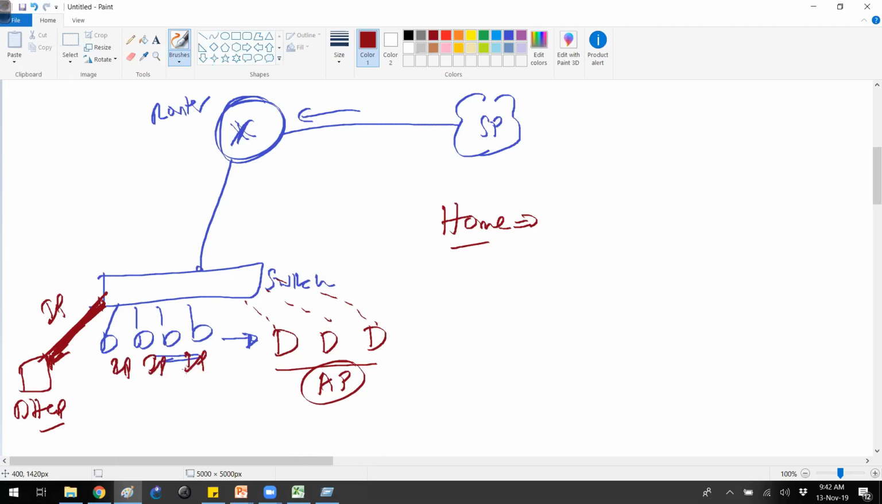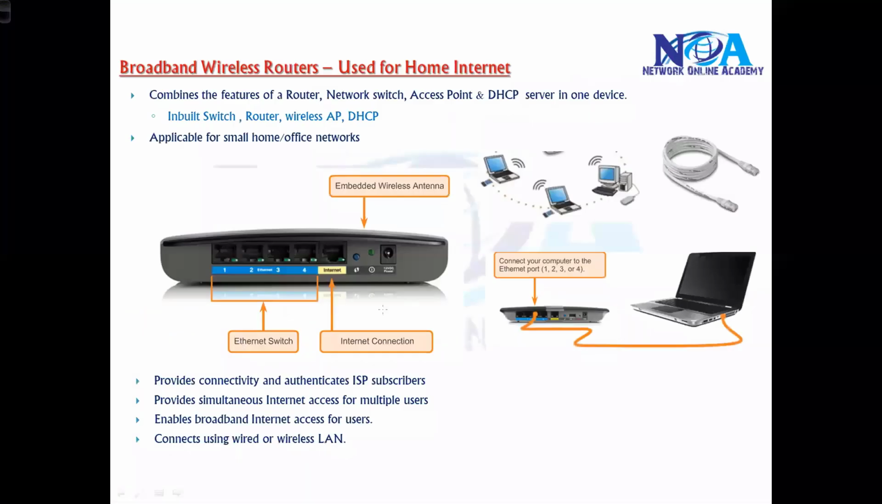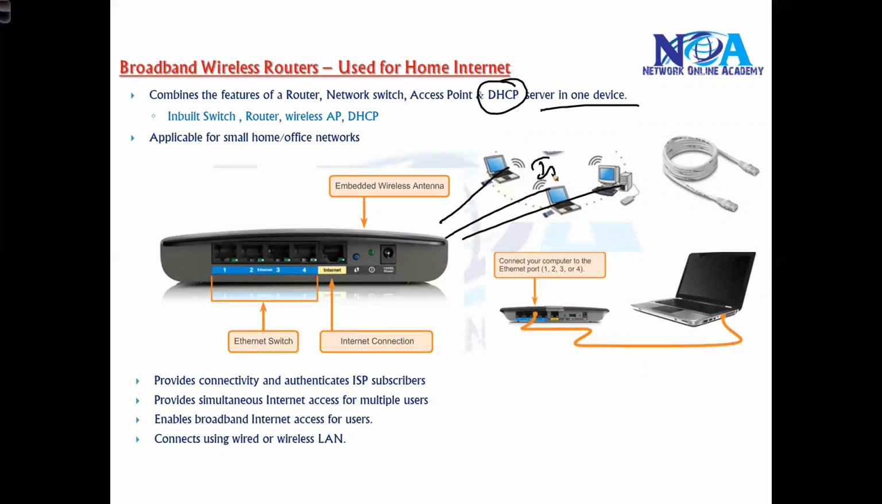Without IP, that's not going to work. So the DHCP server is responsible for providing the IP address. So you have an inbuilt DHCP service also inside this device, which means whichever device connects will get an IP dynamically from the router. So it's like 4-in-1: switch, router, access point, as well as the DHCP service. More applicable for small home networks as well as small office networks, where your primary requirement is to access and share the internet.